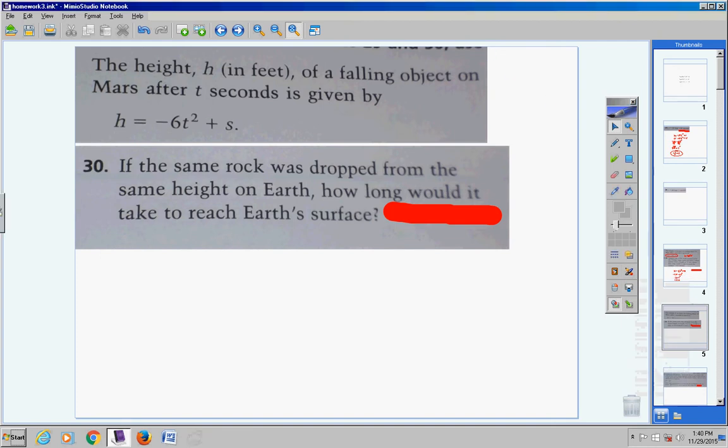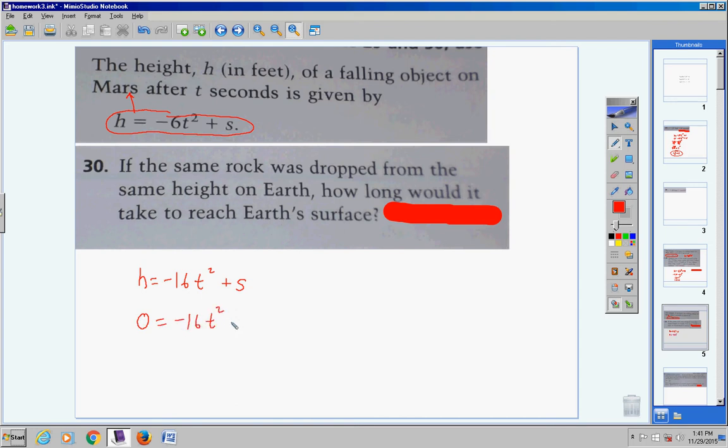Now, number 30, we're still continuing on with the same problem, but now we're going to pretend the rock was on Earth. So this is the model you would use here if you dropped an object on Mars. The model you would use here on Earth would be, well, you guys already know it, H equals negative 16t squared plus s. So the same rock was dropped from the same height. How long would it take to reach the surface? So at the end of the problem, the rock is laying on the ground, so 0 goes in for H. T is what I'm looking for, the time.